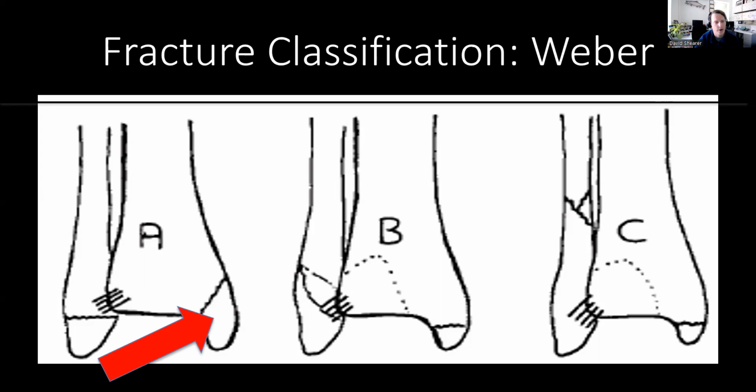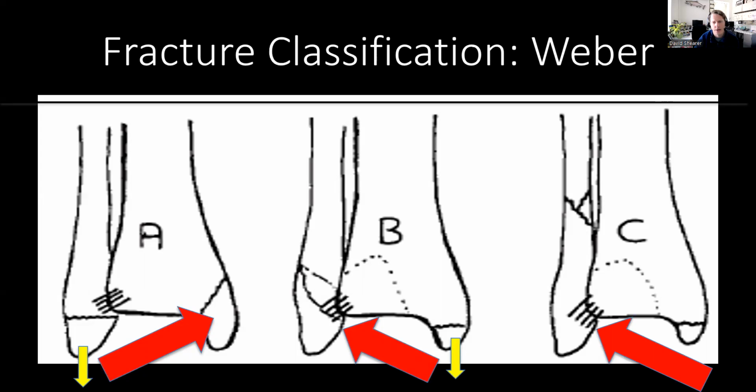It's important to think how the talus is moving in these different patterns. In a Weber A, the talus is actually being driven medially, which is leading to a tension failure of the fibula. So if it's an isolated fibular fracture, Weber A, it's essentially equivalent to an ankle sprain. In the Weber B and Weber C fractures, the talus is translating in a lateral direction, and the fibula is failing by a push-off mechanism. And in these cases, the medial malleolus is what's failing in tension.